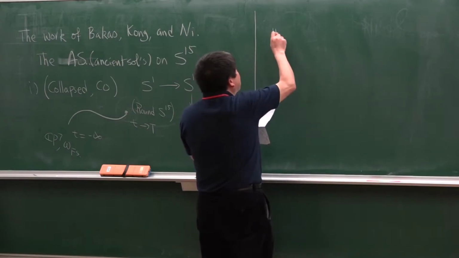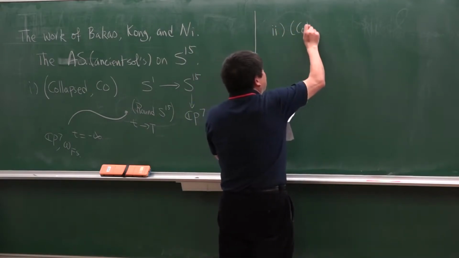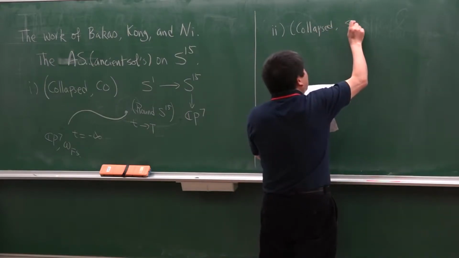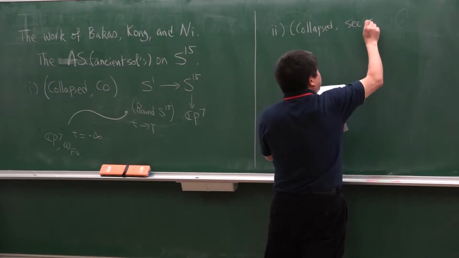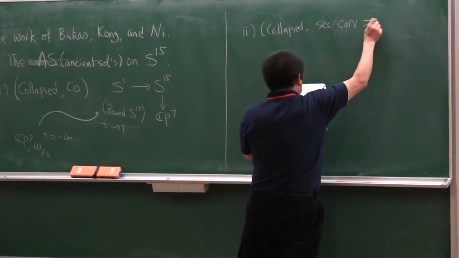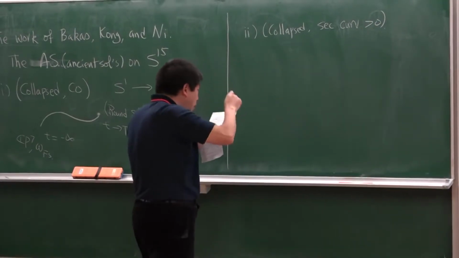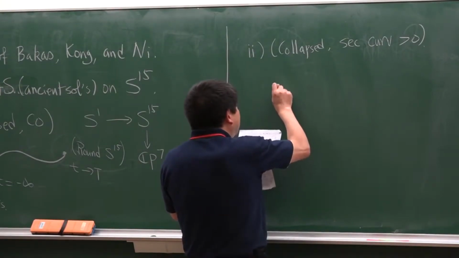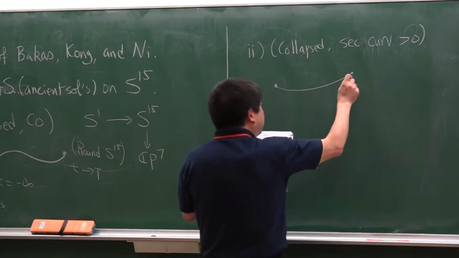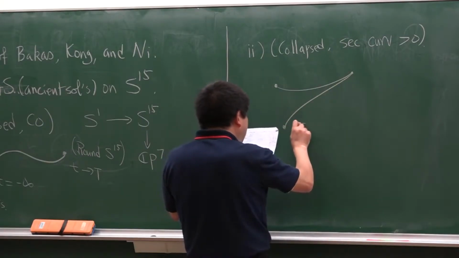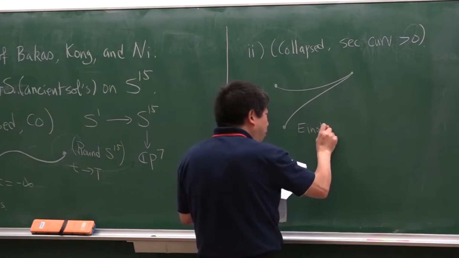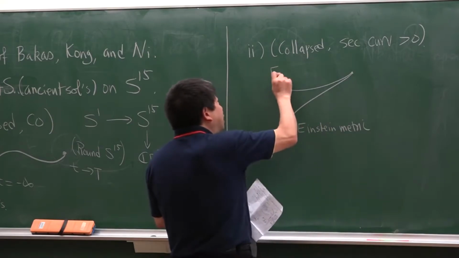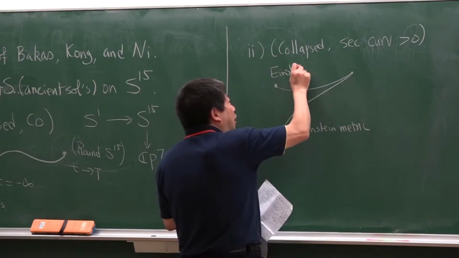The second one is also collapsed, and a sectional curvature. It goes like the following. So you have 2 families. So this is the Einstein metric. This is another Einstein metric, not the standard one.